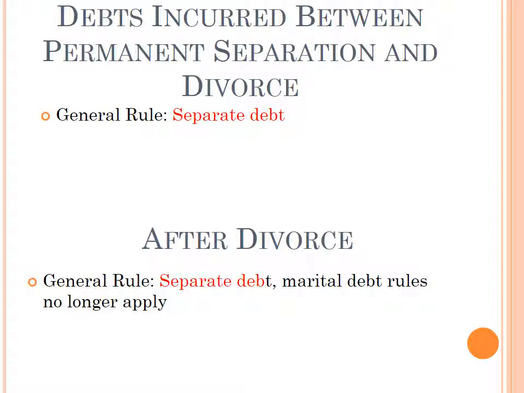Debts incurred between permanent separation and divorce: the general rule is that they are going to be separate debt. In the time when it's not known whether it's a trial separation or a permanent separation, we're looking at community debt. But after a permanent separation, between that and the divorce, it's going to be separate debt. And after the divorce, the general rule is separate debt, mostly because the marital debt rules don't apply since there's no longer any marriage to base those debt rules upon.